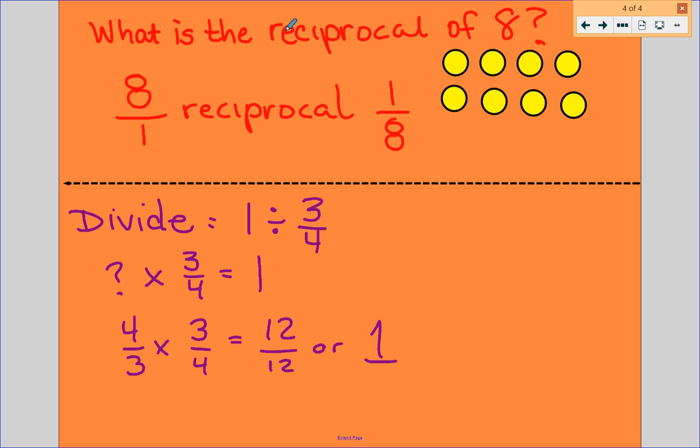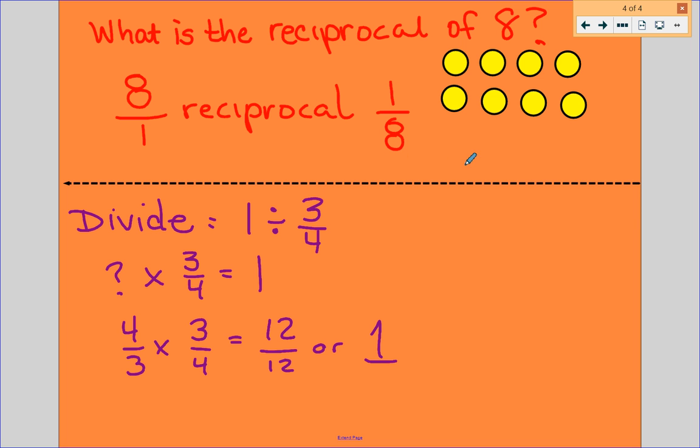Now, what is the reciprocal of 8? Well, here's 8, and they're cut into one piece each, so that's the same as 8/1. So the reciprocal of 8 would be 1/8. If you have a whole number, all you've got to think is, I'm going to put a 1 on the top and put the whole number on the bottom.